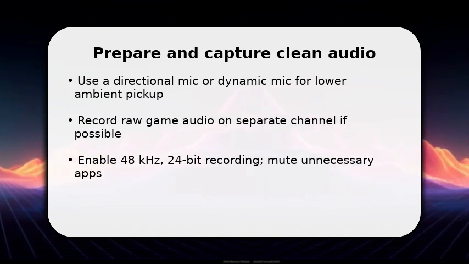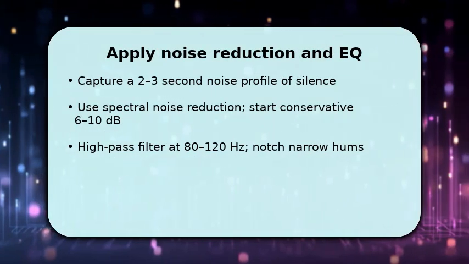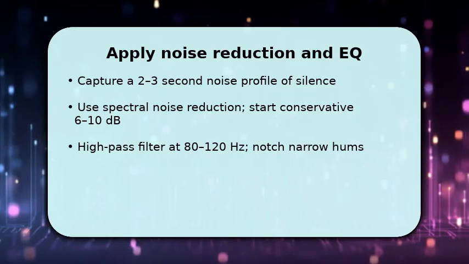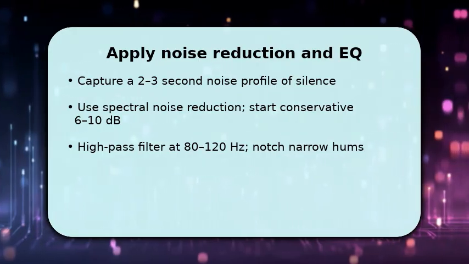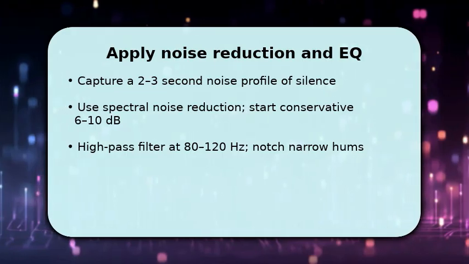You now build and apply the noise reduction chain. First, record a 2 to 3 second noise profile of the room while not speaking. This trains the noise gate and spectral tool. Use spectral noise reduction conservatively. Start around 6 to 10 decibels and preview.